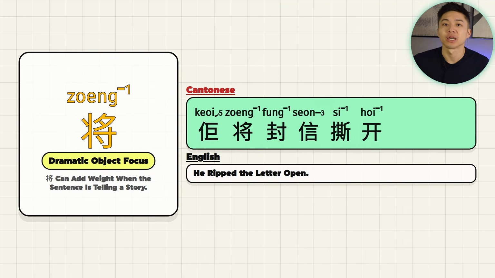佢將封信撕開. She took the letter and ripped it. That zheng adds a lot of weight to the narrative. So the main thing is that Cantonese has zheng. We use it the same way as in Mandarin, but we don't need it for everyday descriptions the way Mandarin needs it. That's why, if you're learning Mandarin as a Cantonese speaker, that ba might feel weird at first.